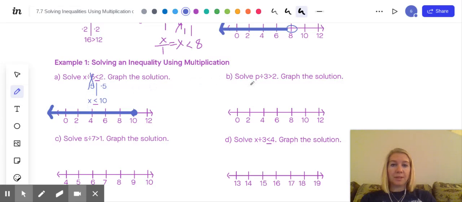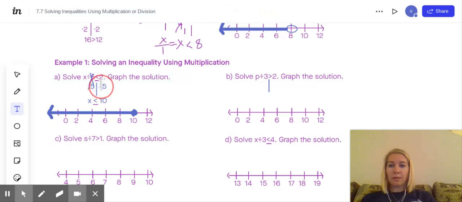Let's look at problem B. It says solve p divided by 3 is greater than 2 and graph that solution. So let's draw a line down the middle of our inequality. Remember, the middle is wherever the inequality symbol is, which is this greater than in this inequality. And we want to get rid of this divided by 3. So then we're going to multiply by 3 to both sides.